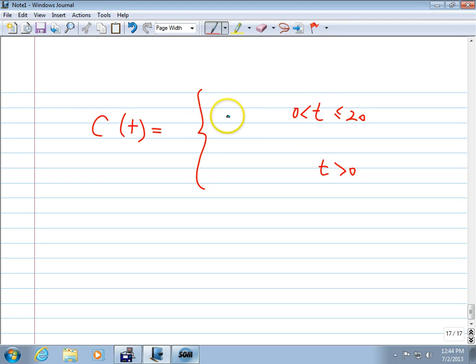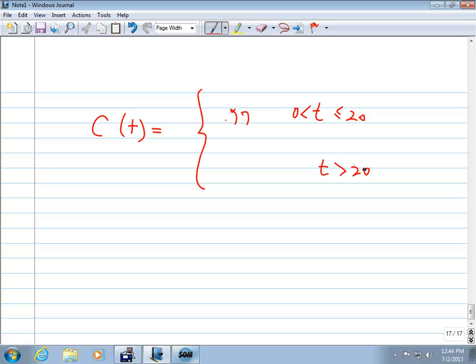But now, what is it for over 20 minutes? Whoops, I wrote this wrong. What is it for over 20 minutes? And for every minute over 20 minutes, you get charged 7 cents extra. So you still got the 99, right? Plus 0.07 times, but not t. Why not?